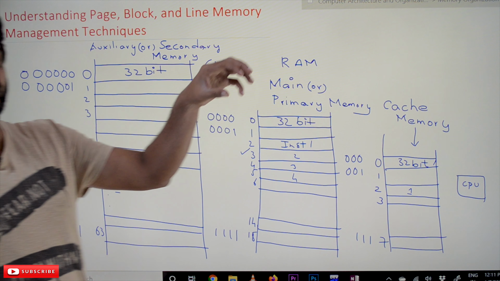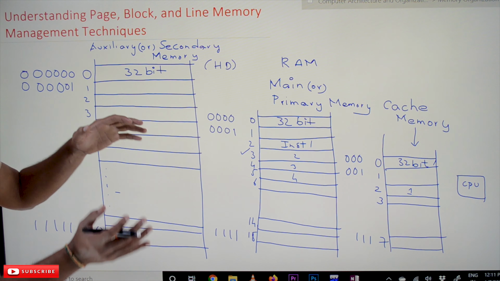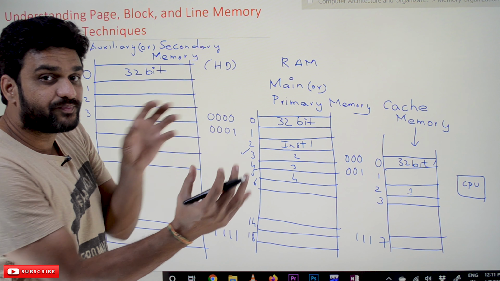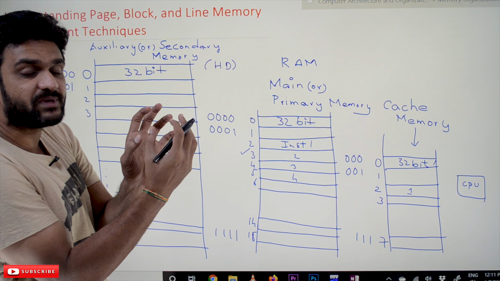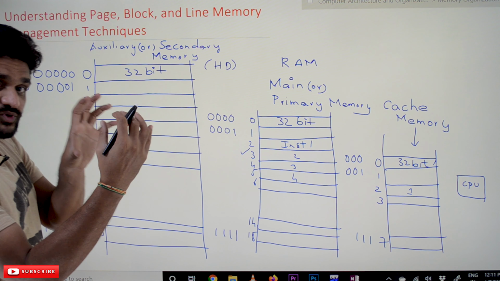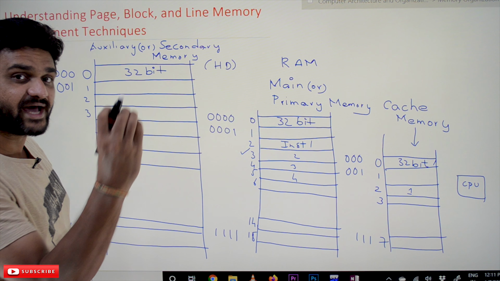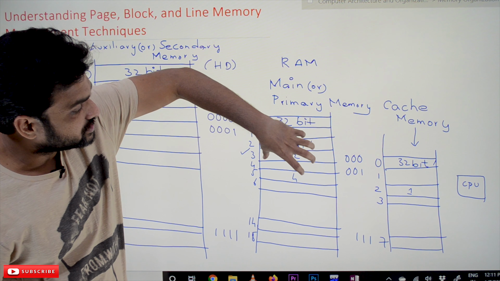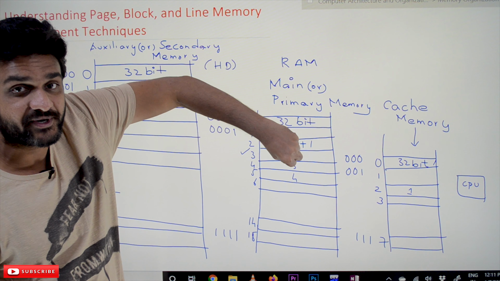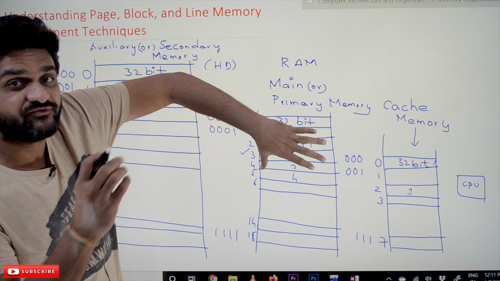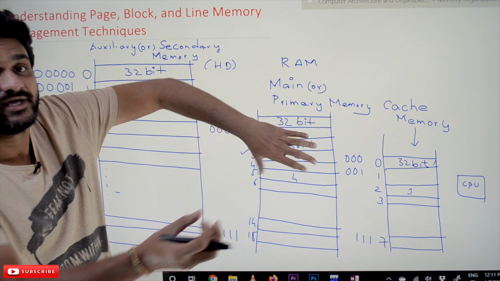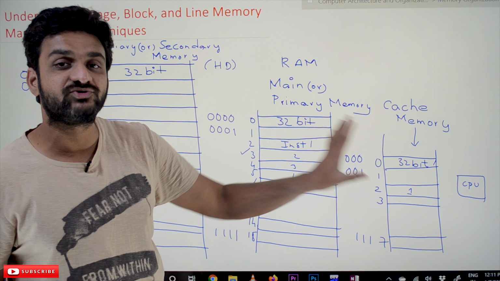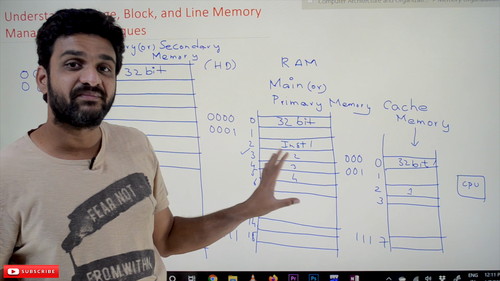What this page, block and line is, is a group of memory locations. A page is a group of memory locations. Some set of words will get grouped, and within that group, if you try to access one word, then the entire block of that memory will get transferred onto the next level of the memory hierarchy.